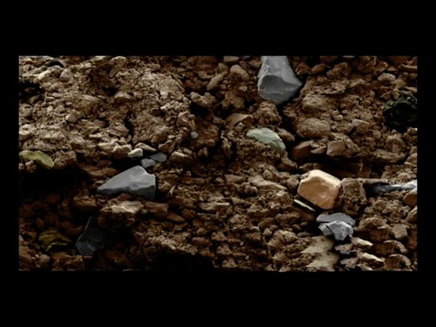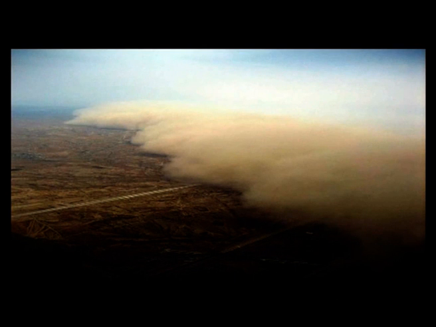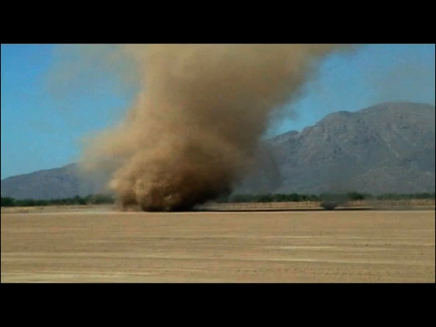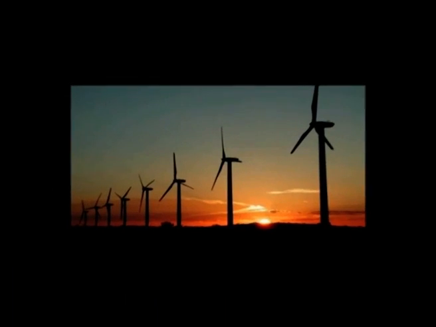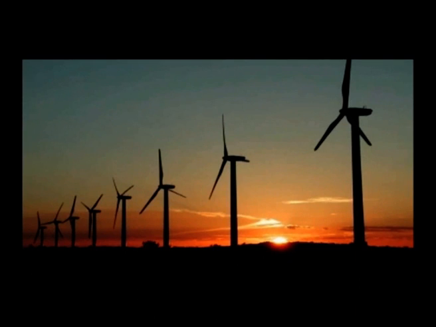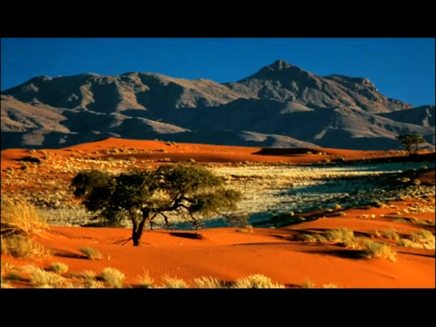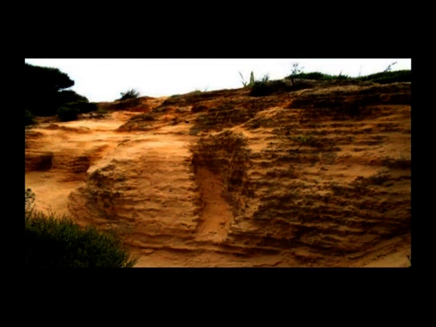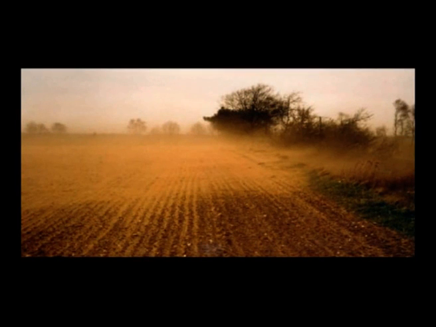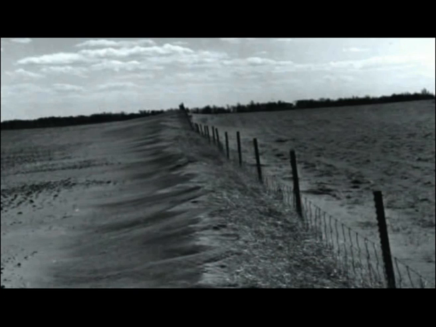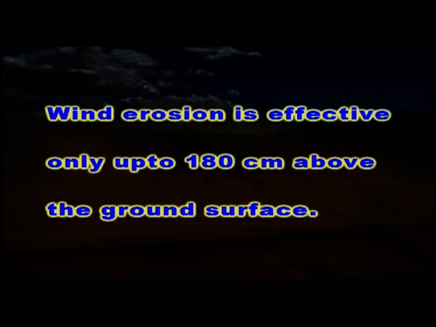Desert environments are characterized by severe dust storms and high velocity winds and the dominance of sand particles and sand materials on the surface. Winds are the most widespread geomorphic agents in these deserts, not only in the deserts but also in arid and semi-arid regions. Wind erosion generally takes place above the ground, and thus wind velocity plays a major role in determining the degree of Aeolian erosion. Wind erosion is effective only up to 180 centimeters above the ground surface.